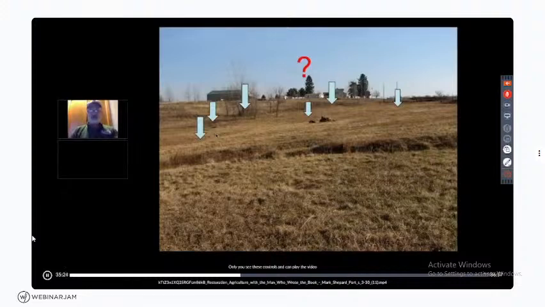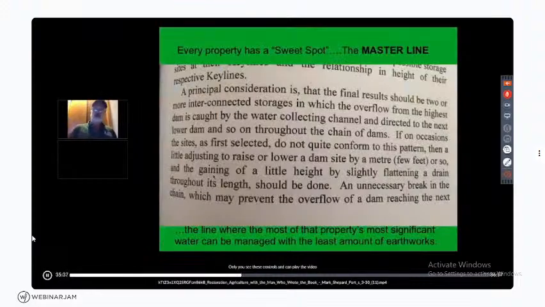This is New Forest Farm 20 years ago. No, not 20 years ago because my building's there. Never mind. That was only maybe 10 years ago. So every property has a sweet spot. I've gotten in a lot of trouble for saying that, but every property does have a sweet spot. There is a master line on that property. And Yeoman's even said it here, I think this is page 139.